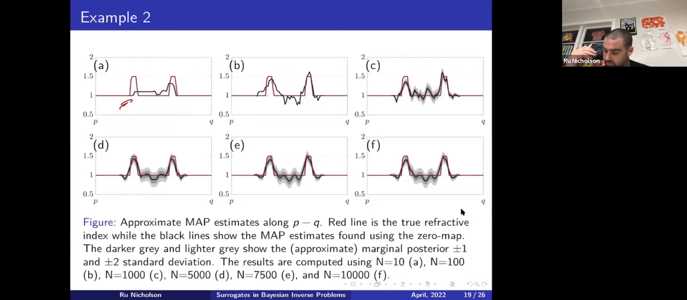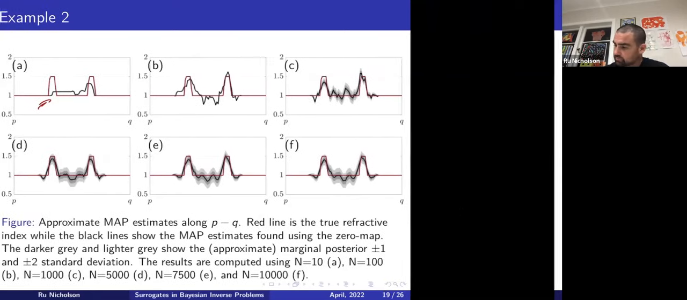So again, that's the same number of samples. So that's 10, 100, 1,000, 5,000, 7,500, and 10,000 samples.